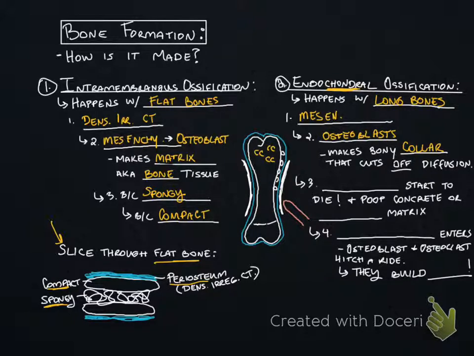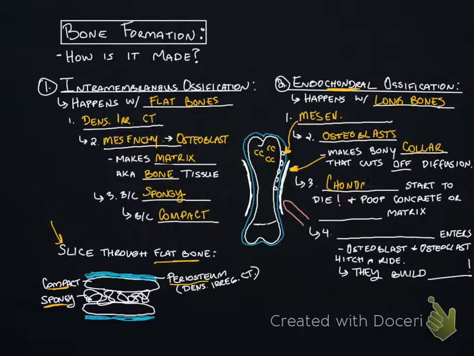So the mesenchymal cells are right here. They're found in this outer portion that surrounds this cartilage, and they're going to produce this bony collar. This is the bony collar. And this bony collar cuts off diffusion to the cartilage. And we know cartilage is avascular, doesn't have a blood supply. So if we're cutting off diffusion, its only way of getting nutrients, what's going to happen to our chondrocytes?